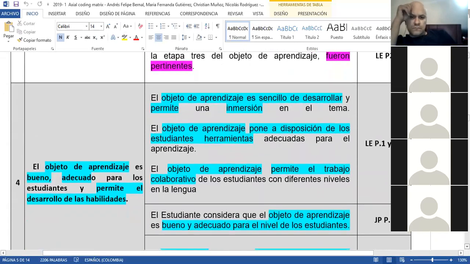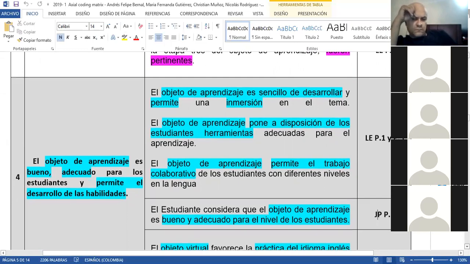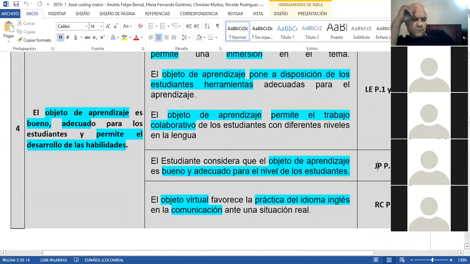And here we have a fourth code. El objeto de aprendizaje es bueno, adecuado para los estudiantes y permite el desarrollo de las habilidades. Again, those words, bueno, adecuado, permite el desarrollo, are taken from the students' opinions: LE, JP, RC.